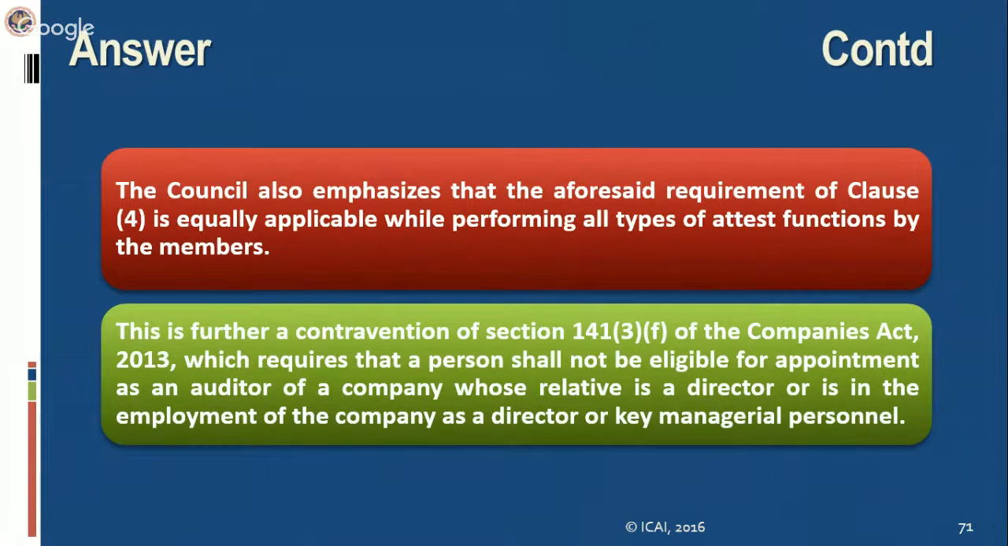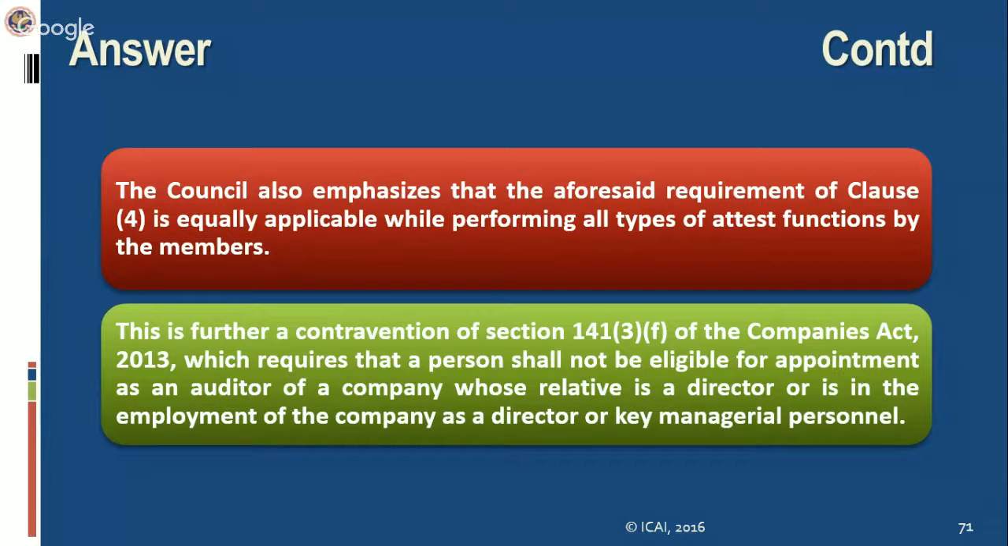There is a further contravention of section 141(3)(f) of the Companies Act 2013, which requires that a person shall not be eligible for appointment as an auditor of a company whose relative is a director or is in the employment of the company as a director or key managerial person.